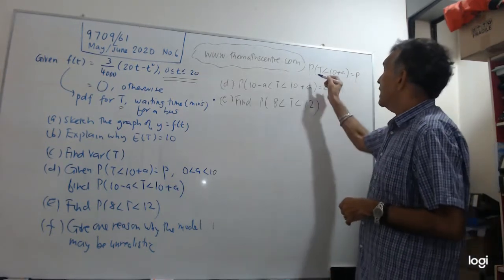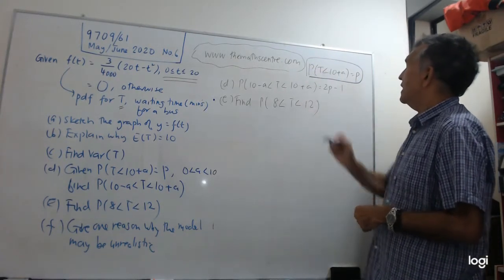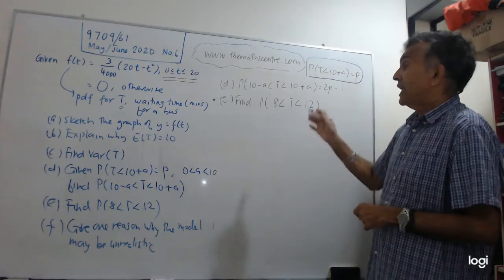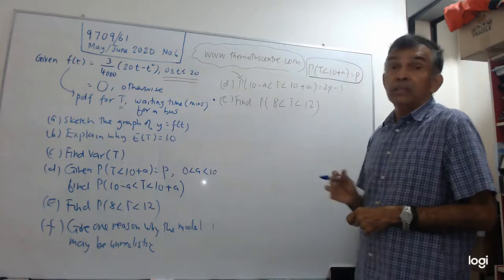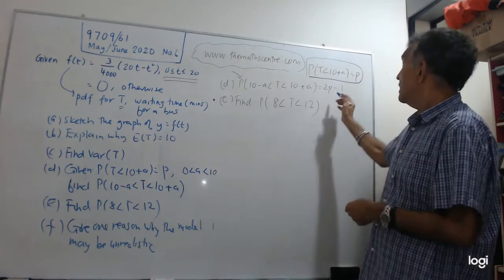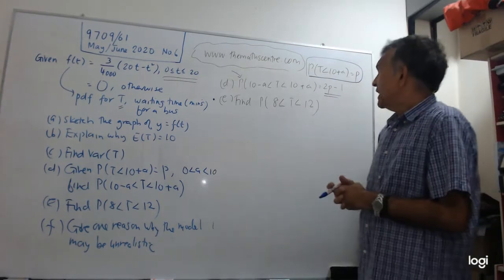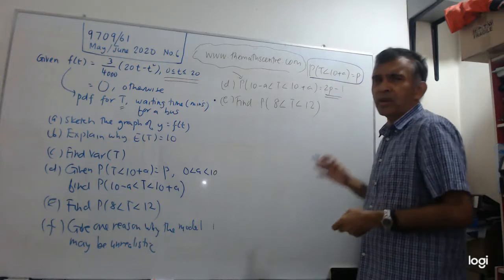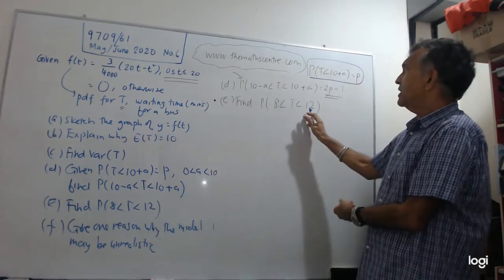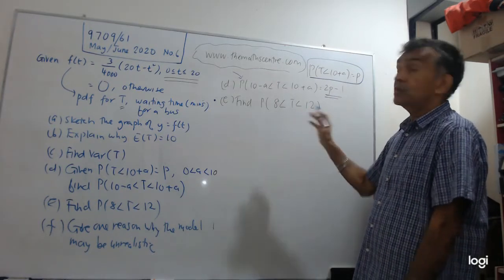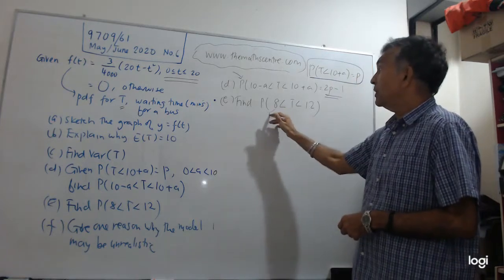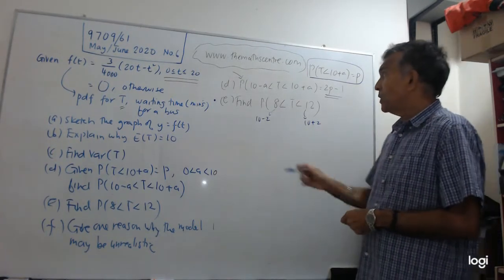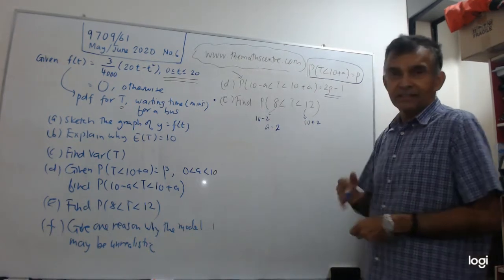In part D, they gave us that the probability that t is less than 10 plus a, they said let it be p. And then we showed that the probability that t lies between 10 minus a and 10 plus a is 2p minus 1. We used the idea of symmetry. Now, instead of doing the usual traditional method with all the integration, let's look at the question. This is 8 and this is 12, and the midpoint is 10. So this one will be 10 minus 2, and this will be 10 plus 2, which means my a is 2.